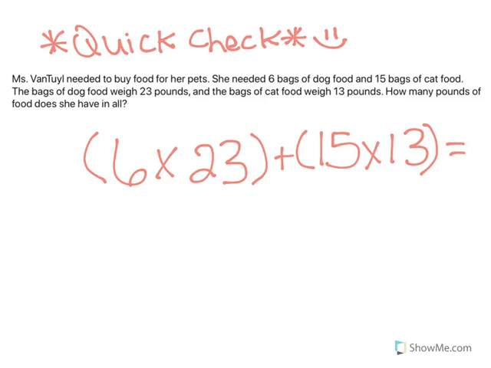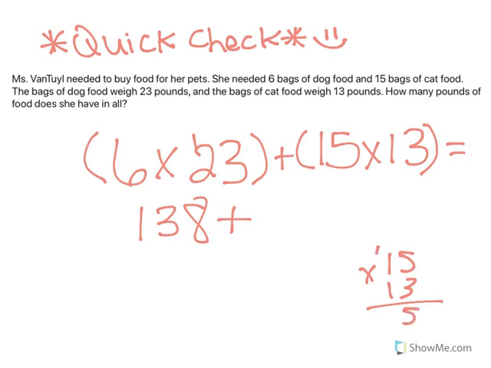So 6 times 23. So 6 times 3 is 18. 6 times 2 is 12, plus 1 is 13. All right, so with this one, I'm just going to show my work off to the side again here. So 3 times 5 is 15. Carry my 1. 3 times 1 is 3, plus 1 is 4. Add my placeholder, and then 1 times 5, 1 times 1. And then once I add those up, I have another 195 pounds of food.